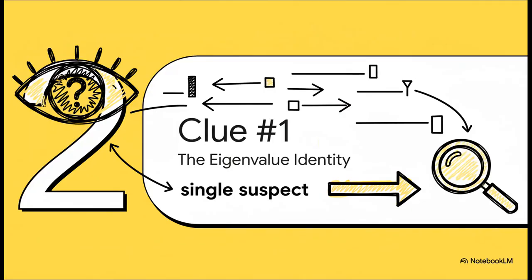All right, first things first for any detective. We need to find its identity. And for a matrix, that means finding its eigenvalues. You can think of an eigenvalue as a sort of fundamental constant for a matrix. It tells you how it stretches or shrinks vectors. And in this case, all the evidence is pointing to just one single suspect.